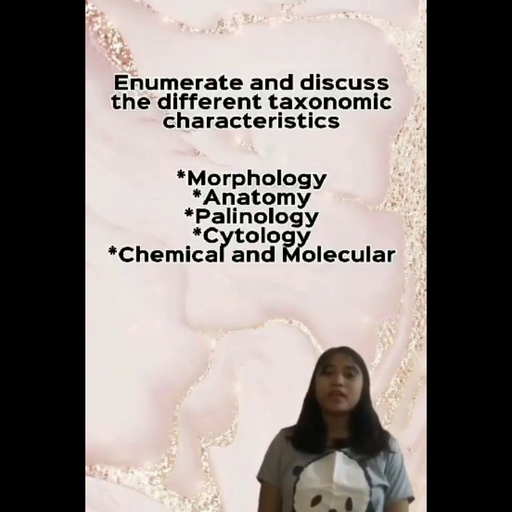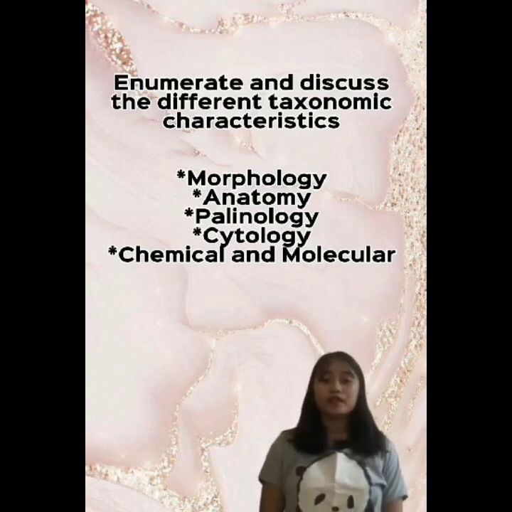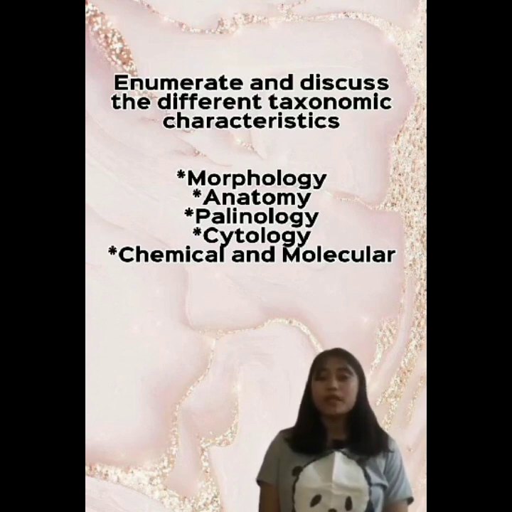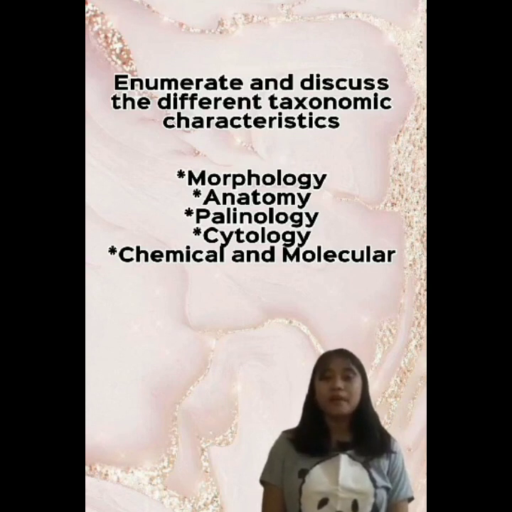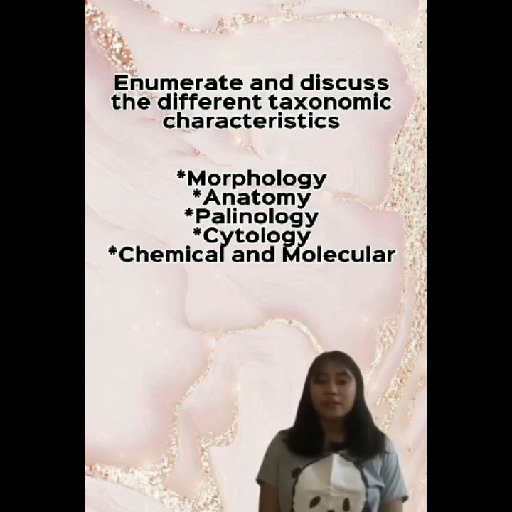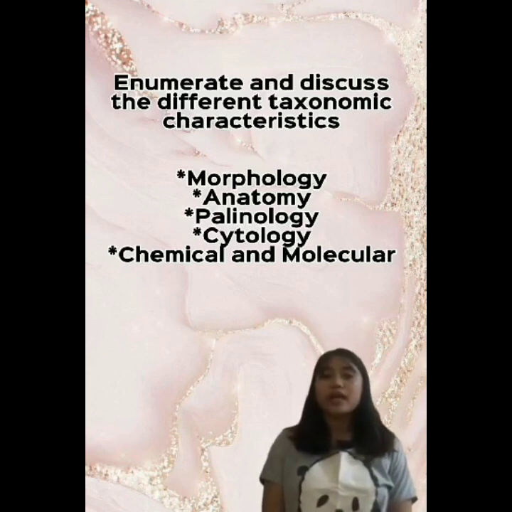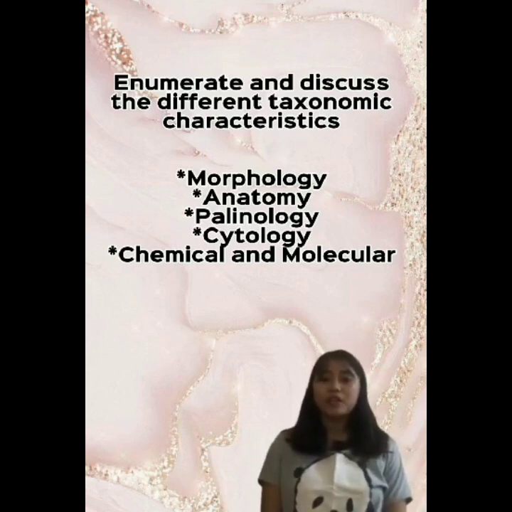Question number 5. Enumerate and discuss the different taxonomic characteristics. There are 5 different taxonomic characteristics: the morphology, anatomy, palynology, cytology, and chemical and molecular. The study of the dimensions, forms, and internal relationships of animals, plants, and microbes is known as morphology. The term describes the basic biological features of a plant's or animal's component, arrangement, and structure. It also covers plant growth habit, leaf arrangement and shape, and flower and fruit characteristics.